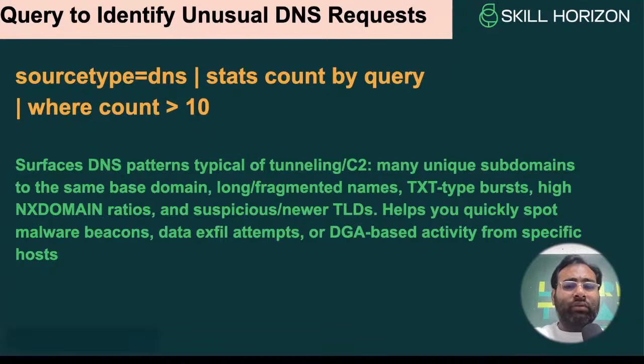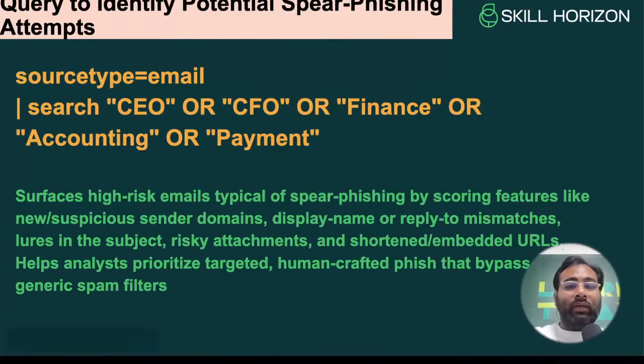Then the unusual DNS requests. You might know about what the DNS protocol is. So we are basically surfacing any DNS patterns typical of tunneling or C2, like many unique subdomains to the same base domains, right? So you can use that query.